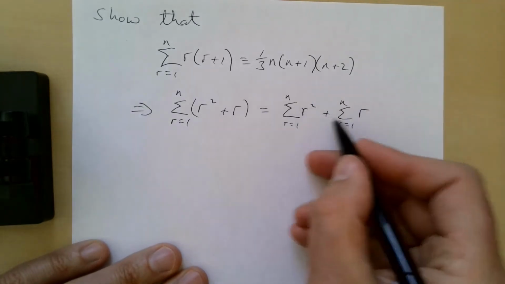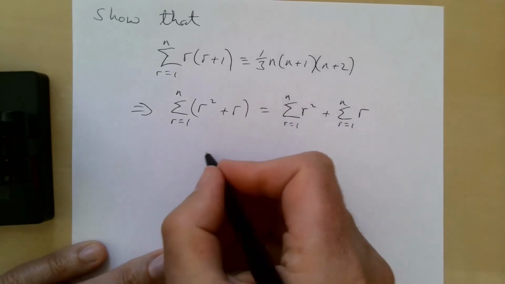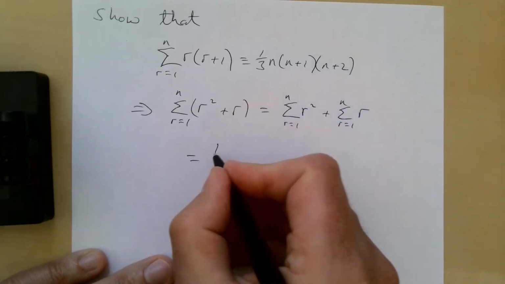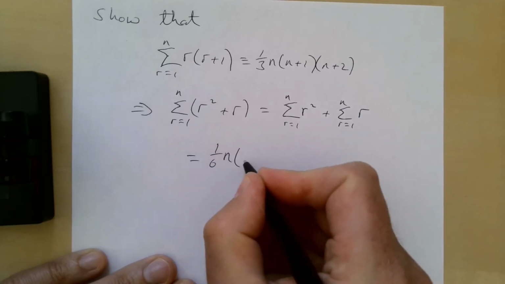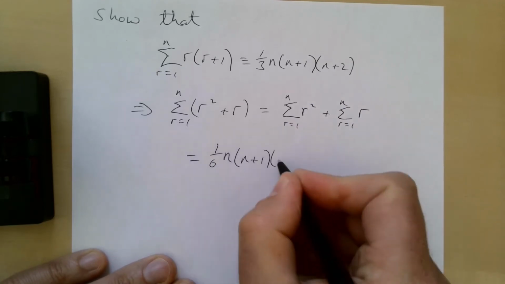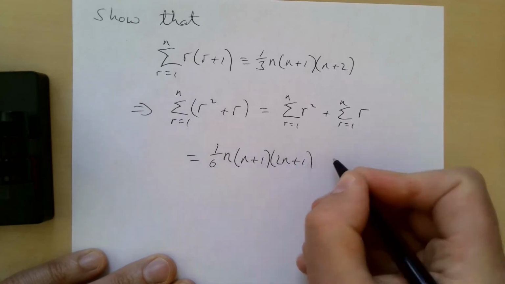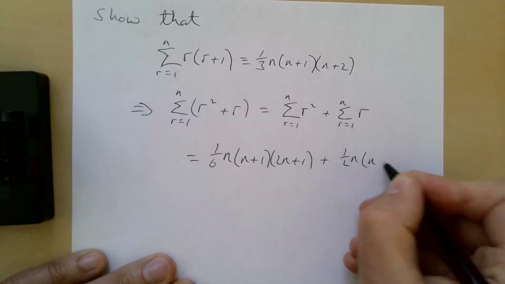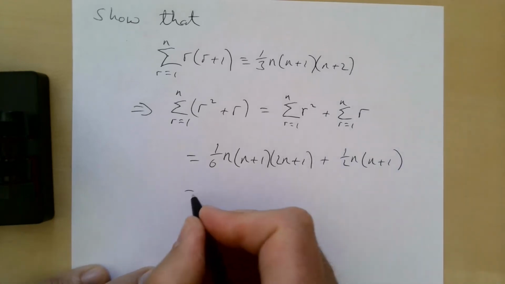We have two formulas for these. You'll see them above in your notes. So let's substitute those in. The formula for this one from 1 to n is a sixth n plus 1 upon 2n plus 1, and the formula for this one is going to be a half n upon n plus 1.